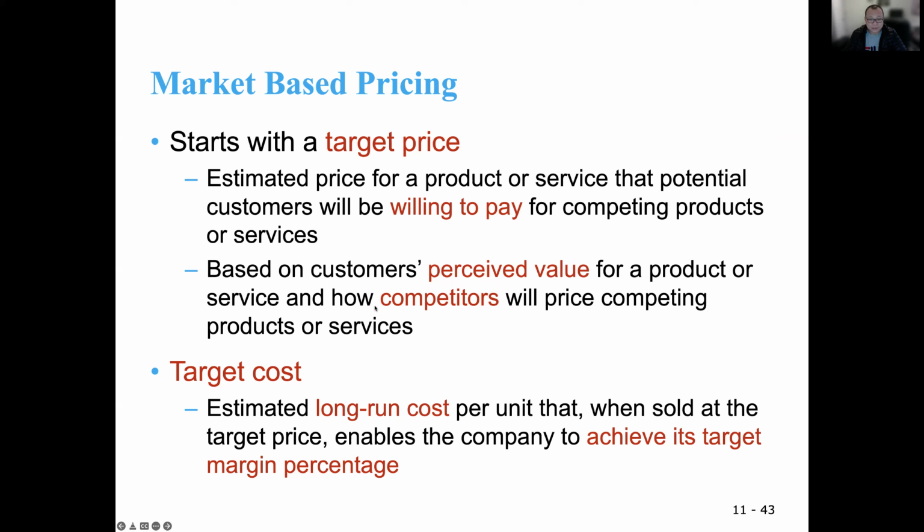And also the competitors' pricing. If your competitors price it at $1.80, and customers are very sensitive to price, you can see that this will all affect your target price. What's the value perceived by the customer, and how is the pricing by the competitors. Those will all affect your target price. Your target price cannot be too much off from this.